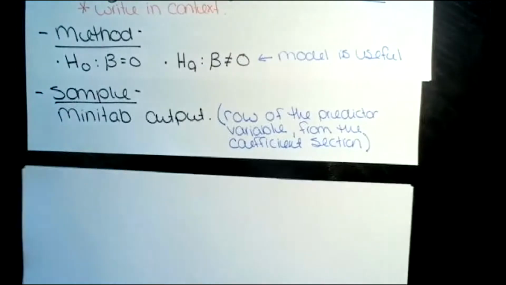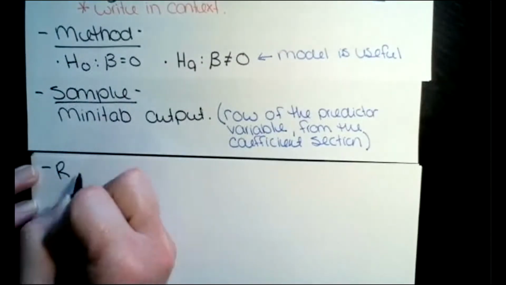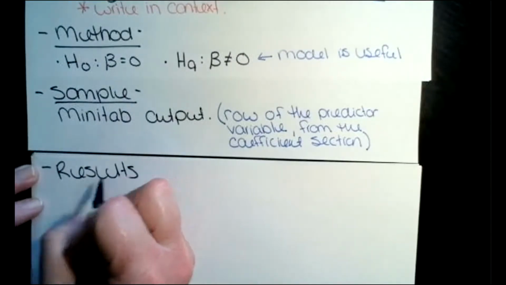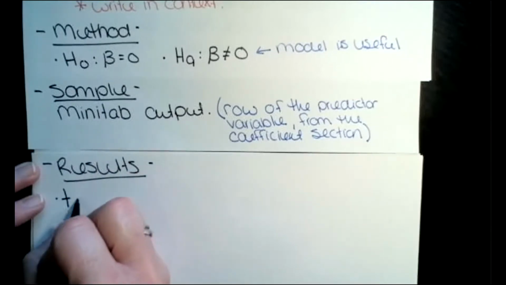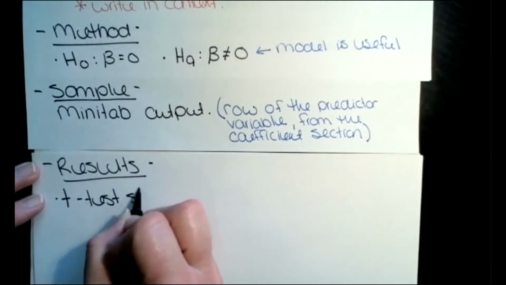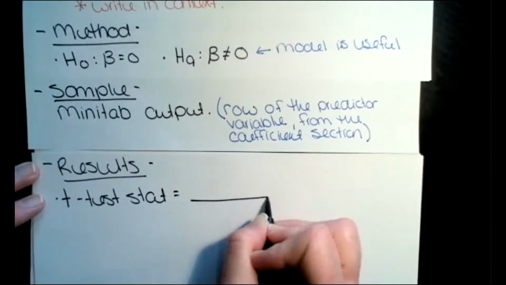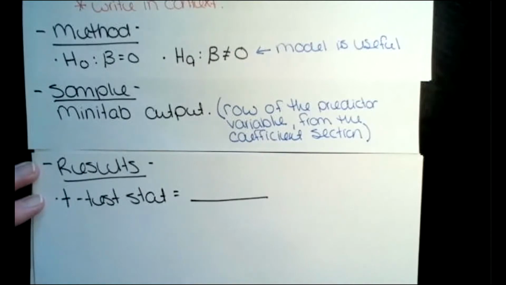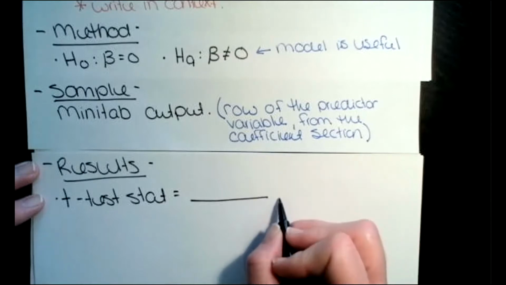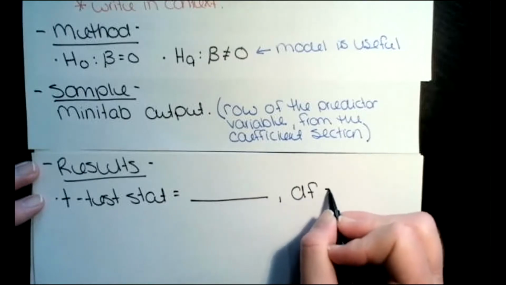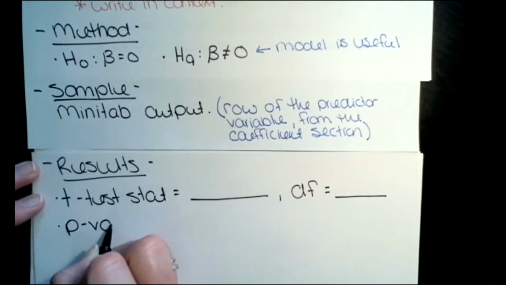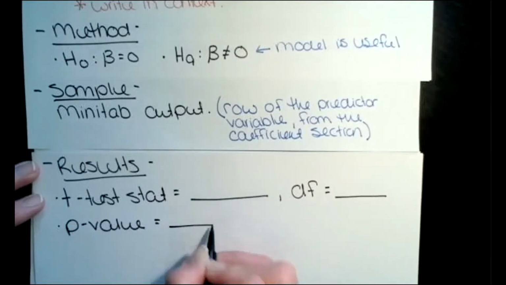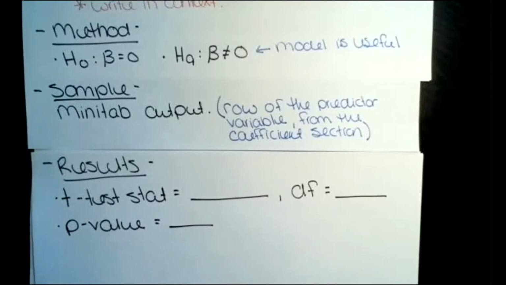All right, so for our results, as usual, we're going to report the test statistic. And we're back on the T curve. So T test stat equals whatever it is, right? And of course, we're going to mention degrees of freedom. You can make it a different thing, or you could just put a comma, degrees of freedom, whatever you want to do. And we're going to report the p-value. Okay, so we're going to report those three parts in the results.